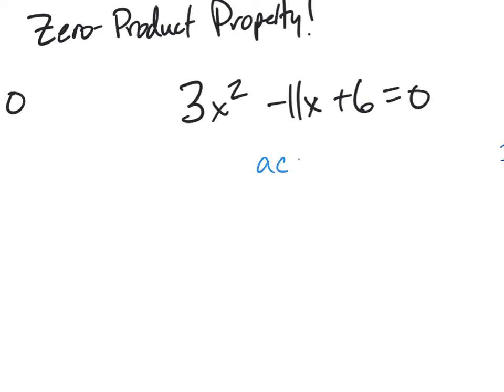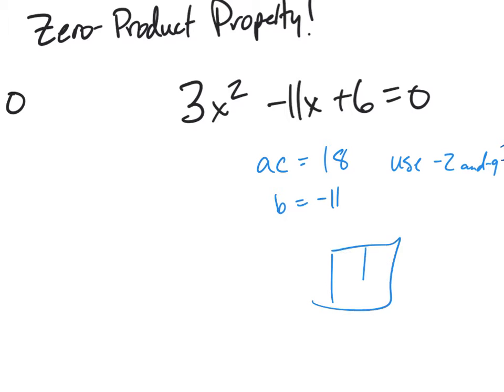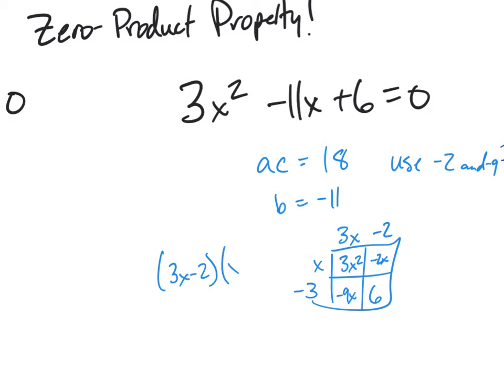And so I'm going to say AC is 18. B is negative 11. Looks like I'll need to use negative 2 and negative 9. So box method, here we go. I know it's like a throwback. 3x squared, 6, negative 2x, negative 9x. Probably got to have a 3, maybe a negative 3 here. Probably got to have a negative 2 here. That means that I've got to have an x here and a 3x here. So my factoring for this problem is 3x minus 2 times x minus 3 equals 0. I'm going to write that equals 0 over here.